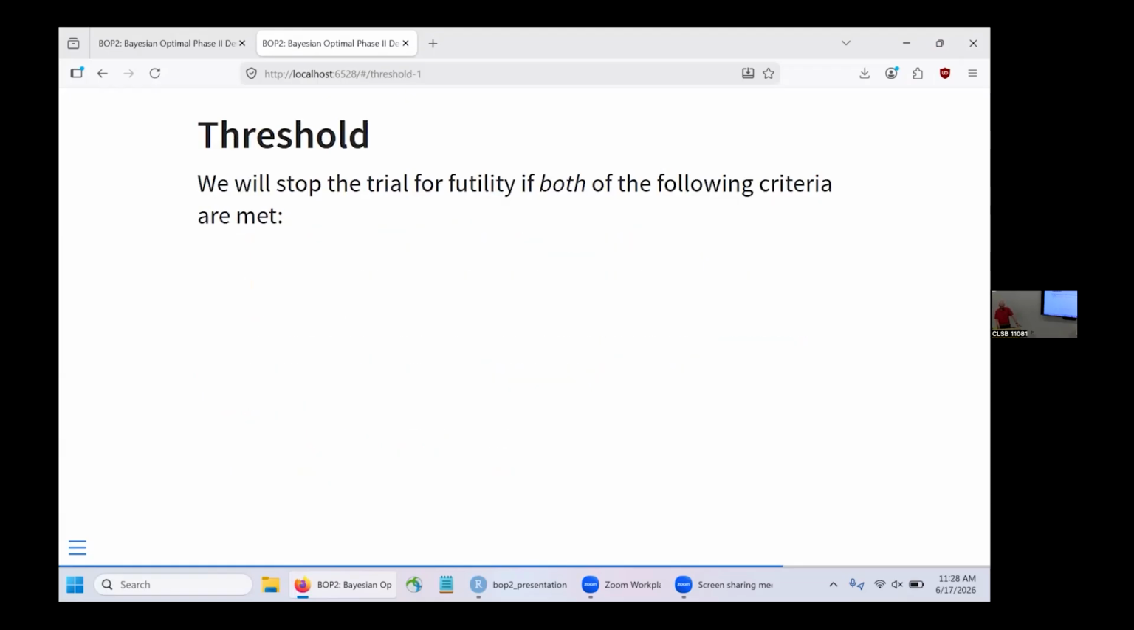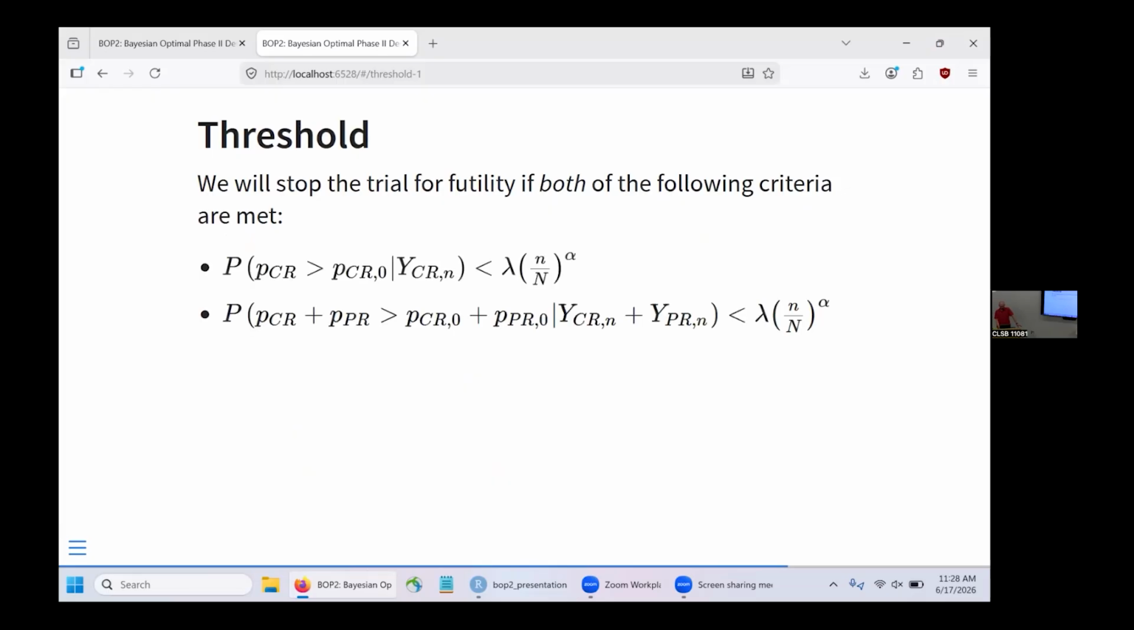So we're going to stop the trial for futility if both of the following criteria are met. Let's focus on this first one. Essentially, if the probability of complete remission is low, or the way it's written here, if the probability that it's high is less than some threshold. So low probability of complete remission, we will stop if that's true, and also if the following thing is true: if the probability of either CR or PR is low.